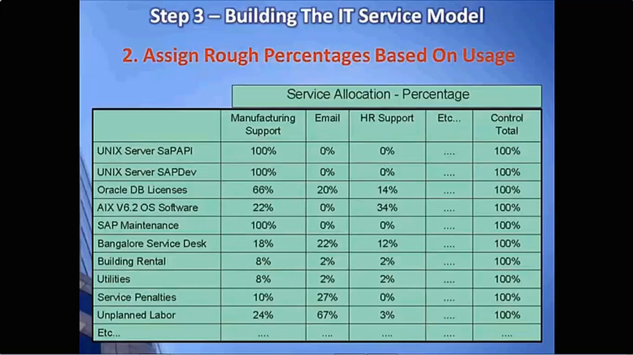So in this example, the first one, Unix Server SAP API, we can see is 100% dedicated to the manufacturing support service. Oracle, if we go down 2 more, Oracle database licenses, about 2/3 or 66% are for manufacturing support, 20% for email, and 14% for HR support. So I'm simply identifying rough estimates of percentages of use. Again, the key word here is rough. This doesn't have to be 100% accurate, but enough to get a general picture of how these assets are being used on behalf of each service.